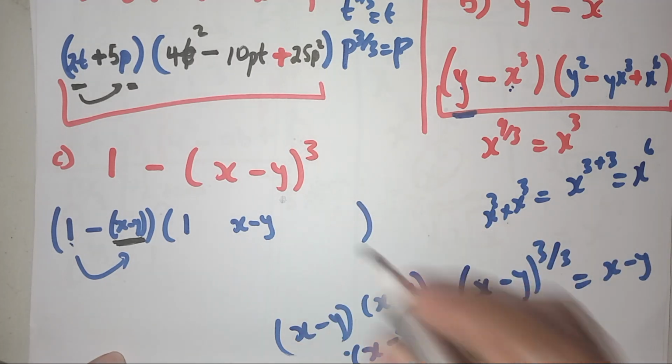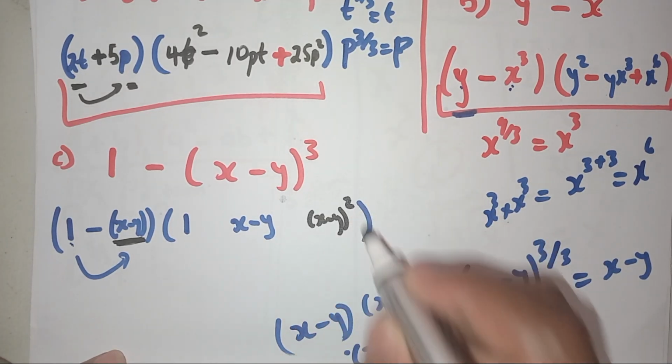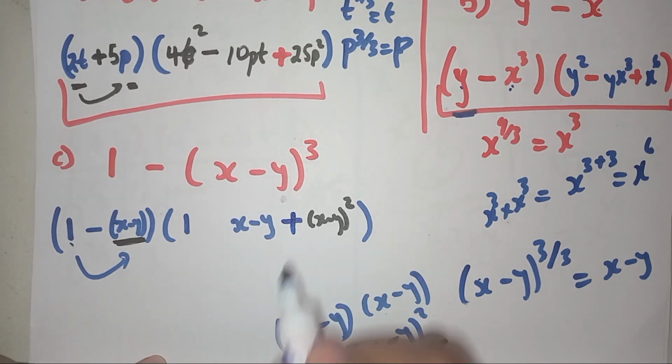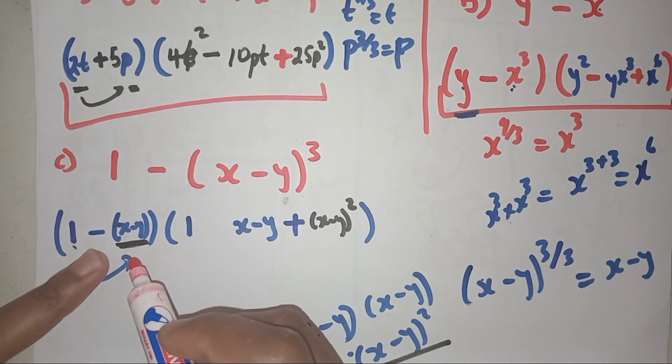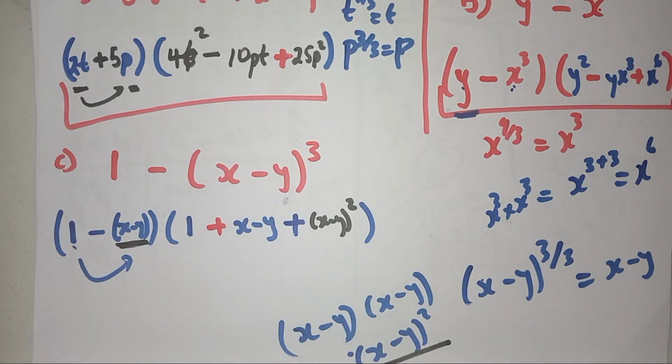All right, so we are going to have x minus y exponent 2. Remember what we said about this? We said here is always positive, and then here is the opposite of this one. Since this one is plus, it's minus, so this one is going to be plus. Then there you go. That's how you factorize using cubes.